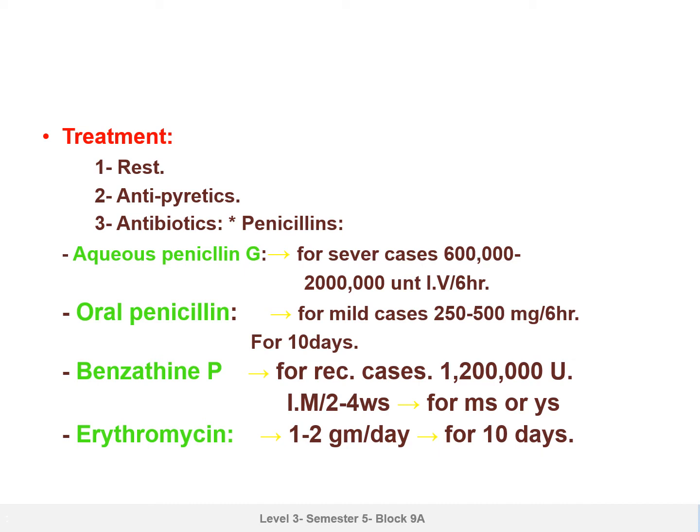Treatment options of erysipelas and cellulitis include rest and antibiotics, especially penicillins: aqueous penicillin G, oral penicillin, benzathine penicillin. In case of any sensitivity to penicillin, you can use erythromycin 1 or 2 grams per day for 10 days.